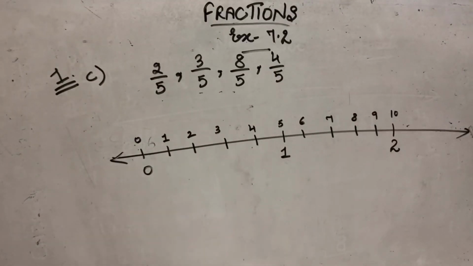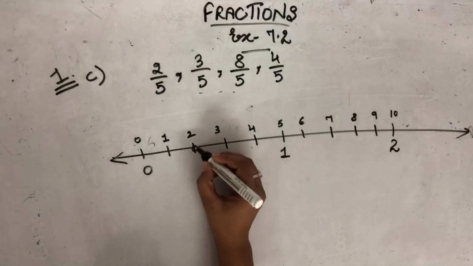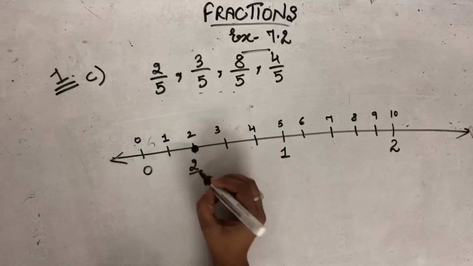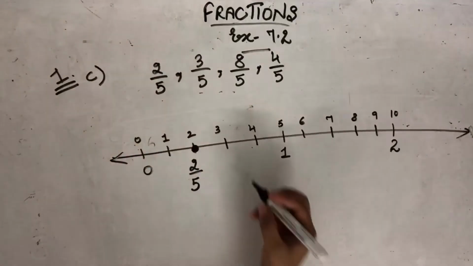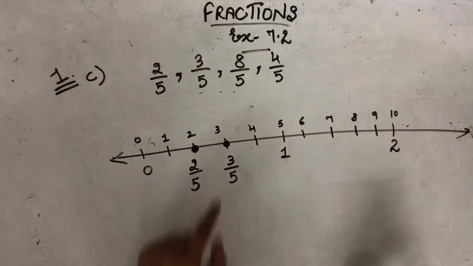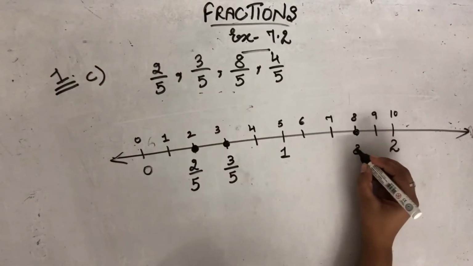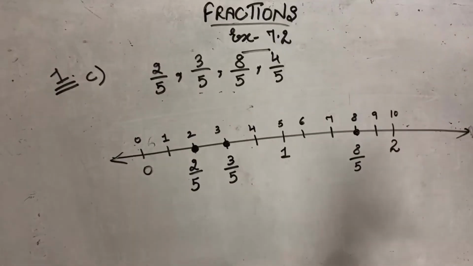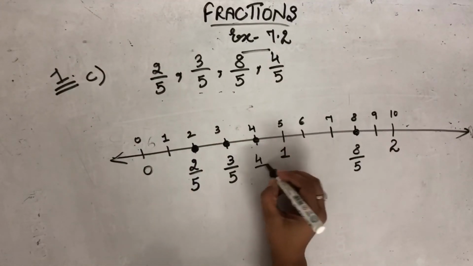Now you will mark the points. First point is 2 by 5. 2 is in the numerator. So this point will be 2 by 5. Next is 3. So this point will be 3 by 5. Next is 8. This point will be 8 by 5. Next 4. This point will be 4 by 5.